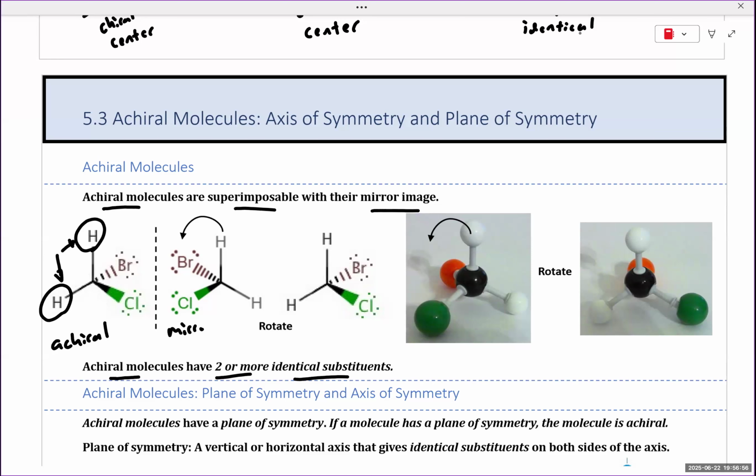If we take a look at the mirror image and make a model of the mirror image, if you rotate the mirror image, as you can see with this model kit, rotating this mirror image structure gives our original structure, which tells us that our molecule and its mirror image are identical. Achiral molecules are superimposable with their mirror image, and thus we have 2 ways of showing that this molecule is achiral.